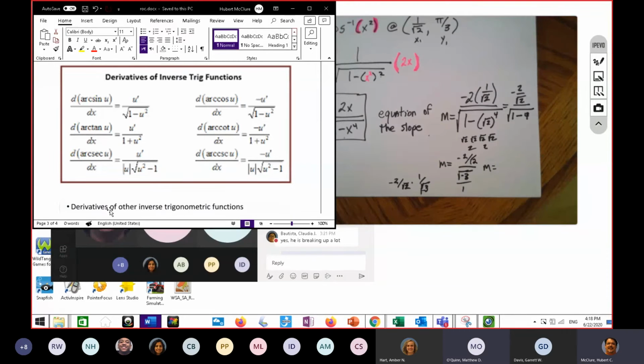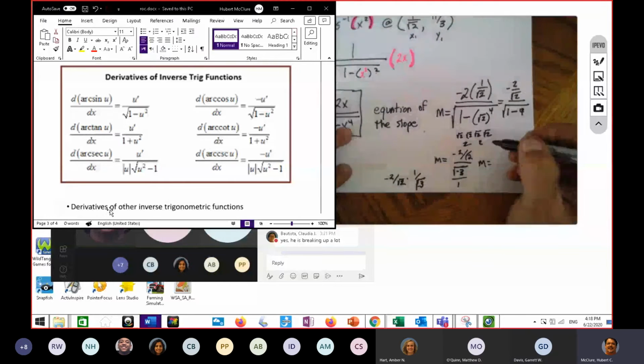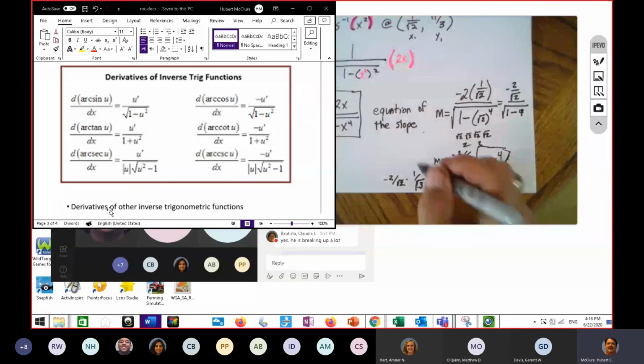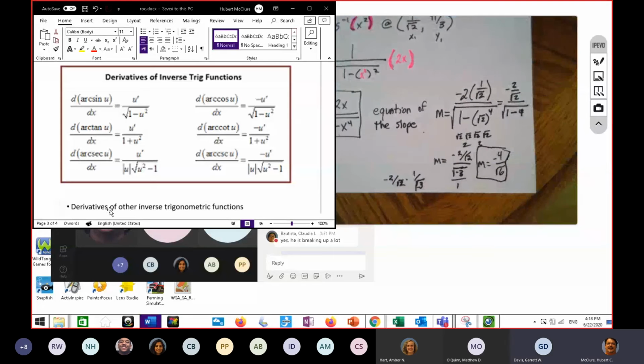Negative 2 times 1 over the square root of 2, square root of 1 minus the square root of 2 to the 4th power. Well, I got a negative 4 over the square root of 6. Somebody check me. That's what I got. Negative 4 over the square root of 6. But that's not what I'm getting right now. I'm getting negative 2 over the square root of 6, or positive 2 over the square root of 6. I'm going to say that what I did before class was right. And then plug that in.